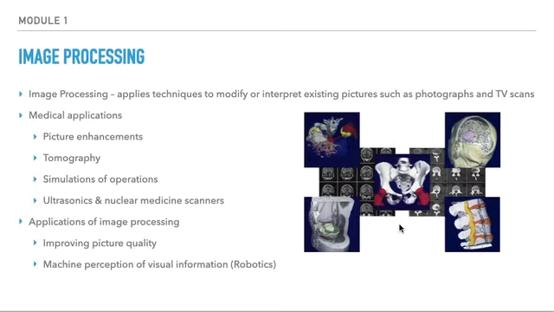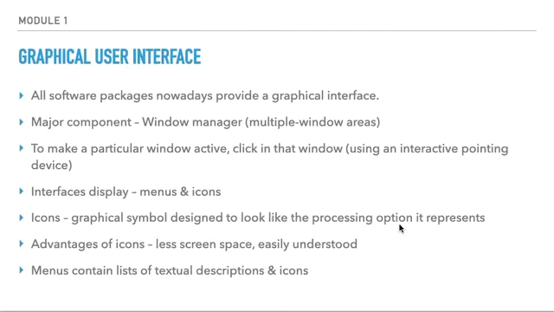Okay, there are many other applications for image processing. We are going to see some basic concepts in image processing in the last module. So it can be used for improving the picture quality, and for machine perception of visual information in robotics. This has many applications. Okay. So that's about image processing.